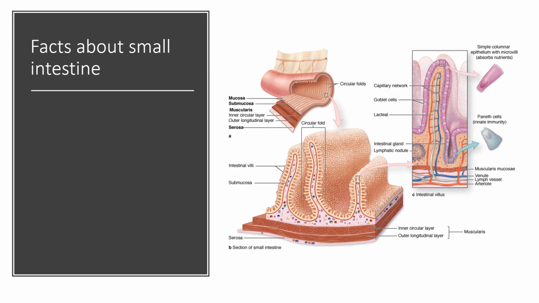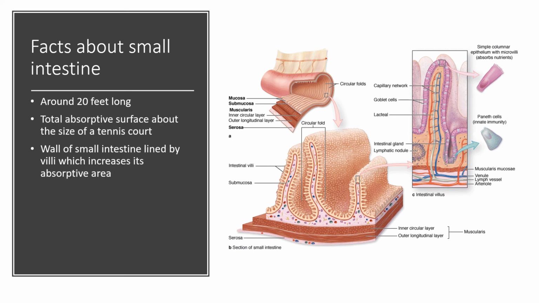Some facts about the small intestine. It's around 20 feet long. The total absorptive surface is the size of a tennis court. And that's because the wall of the small intestine is lined by villi, which increases its absorptive area tremendously. And like I already mentioned in another lecture, most digestion and absorption happens here.